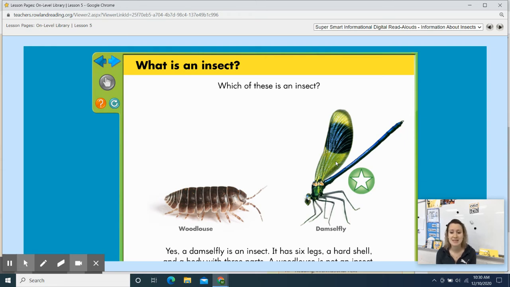A woodlouse is not an insect. Look at all these different parts it has. 1, 2, 3, 4, 5, 6, 7, 8, 9, 10, 11, 12, 13, 14. It has 14 different parts. This damselfly only has 3: head, thorax, and its long abdomen. And it only has 6 legs. 1, 2, 3, 4, 5, 6.